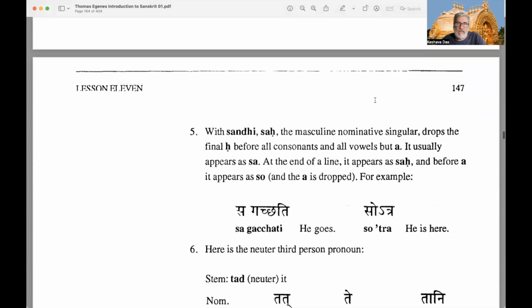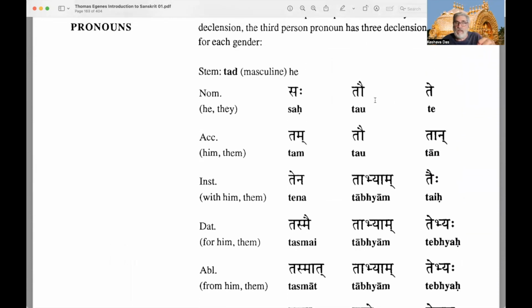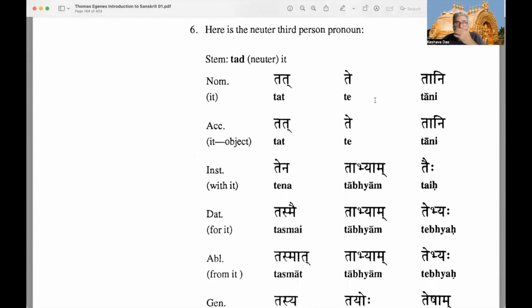The only difference is in the nominative and accusative, which is for masculine, for he, sa te tan, tam tau tan. And then we have to learn how it's different with neuter. For he and him, it's masculine. For it, it's neuter. Tat te tani, tat te tani. That's the difference. The rest of it is the same, right? And that's why we learn the neuter right after we learn the masculine, because it's so much the same.